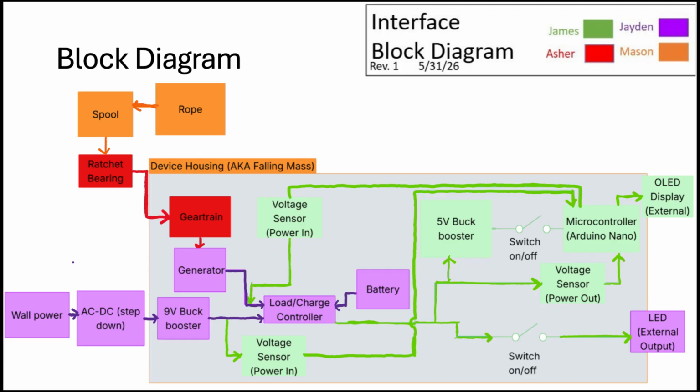The load/charge controller is the central component of the system, handling the power input from the generator, which is connected to the gear train, and the power input from the wall, which is connected to an AC to DC step-down component and a buck booster, which steps up the input from 5 volts to 9 volts. Both of the power inputs are then fed into the battery.